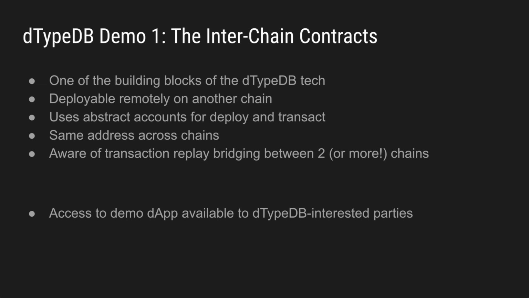Think of contracts as being containers of data. The ability to trustlessly deploy a contract on two chains, both contracts having the same address, means we have achieved the first level of data sharding between those two chains. Access to the demo dApp and support for testing the tech is available to dTypeDB interested parties.